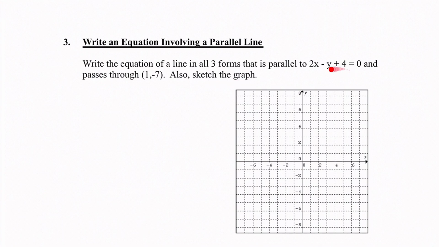So if it is parallel to this, that means that it's going to have the same slope as this. Again, that was because it was parallel. So I'm going to find the slope of that one, and then I'll know what my slope needs to be.